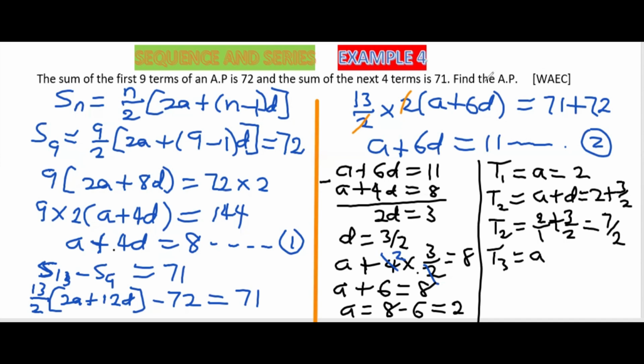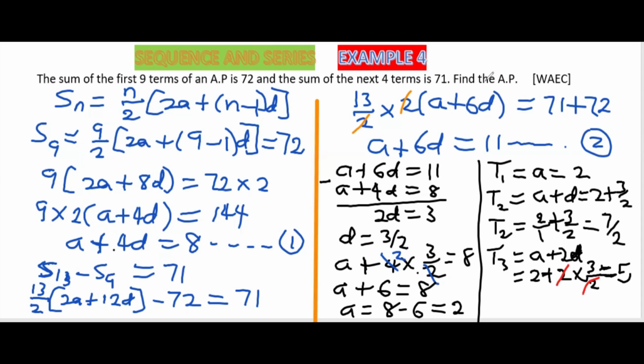T3 equals to A plus 2D. A plus 2D, which is the value of A is, what's the value of A? That is 2 plus 2 times D. The common difference is 3/2. So the 2 will cancel out. This 2 and this 2 will cancel out. We have 2 plus 3 left, which should give us 5. So, and so on.